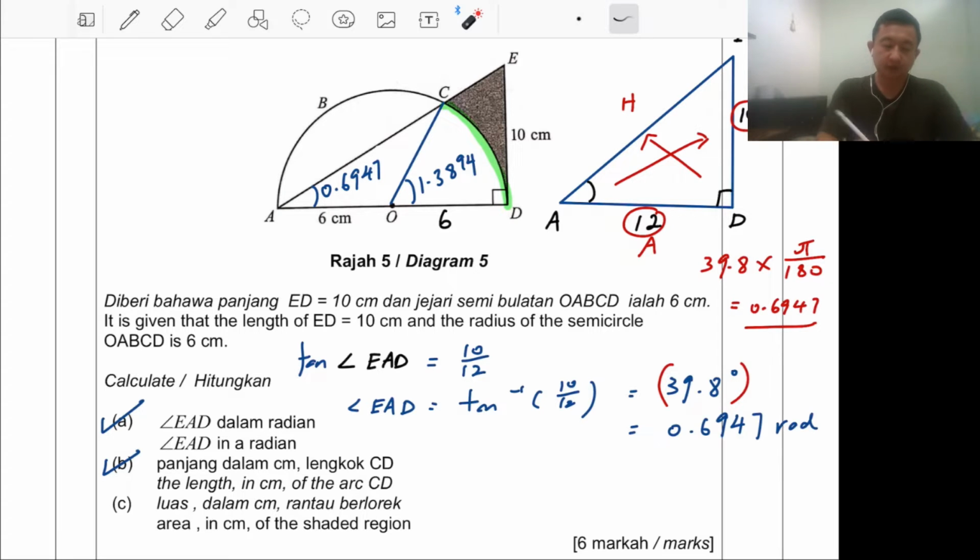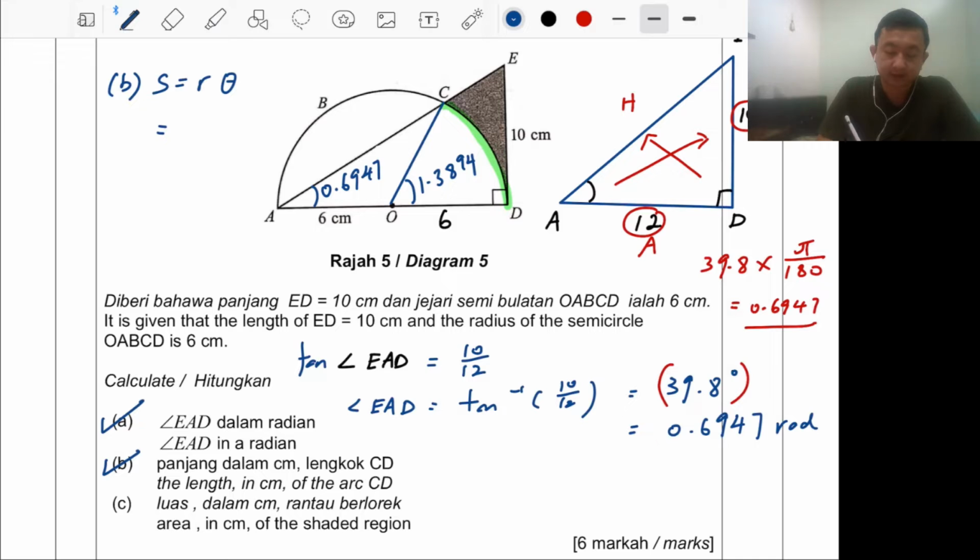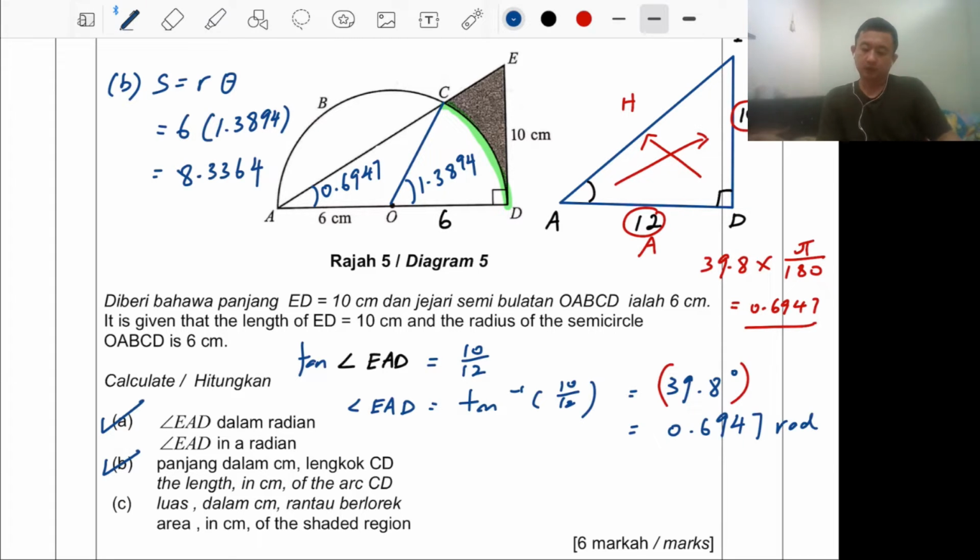Okay, so use the formula. Arc length equals r theta. Your r is radius 6 and your radian is 1.3894. So we get 8.3364 cm.